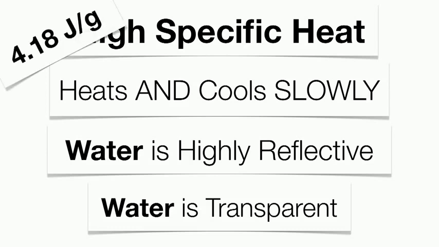And you can see here that 4.18 joules per gram is going to be the unit here. So when you're dealing with specific heat, basically how that's going to be interpreted is water needs 4.18 units of heat energy, or joules, to raise 1 gram of water 1 degree Celsius.